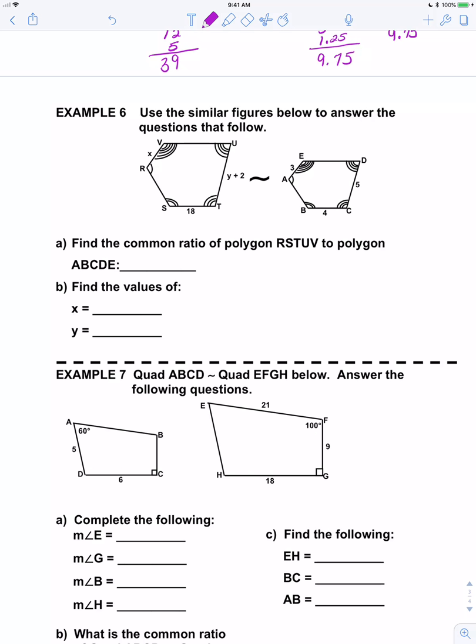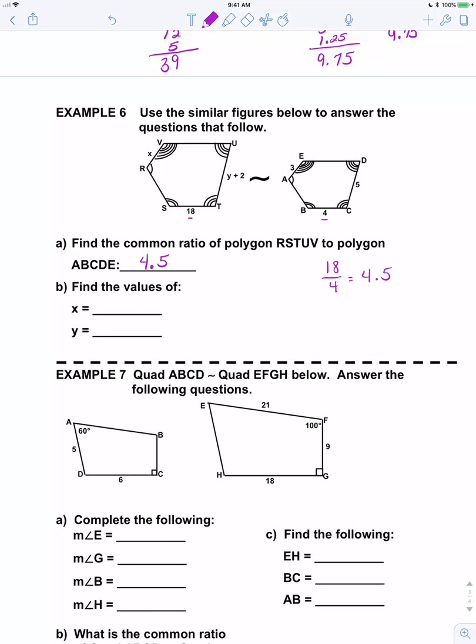So we're going to find the common ratio of the polygon RSTUV to the polygon ABCDE, and then we're going to find the values of those that are missing. Okay, so we've got to start going in order. Which ones do we have? If we have RSTUV, I've got 18 on one line, and that should be comparable to the 4. So what is that ratio? 18 divided by 4 is 4.5. So that should be our common ratio.